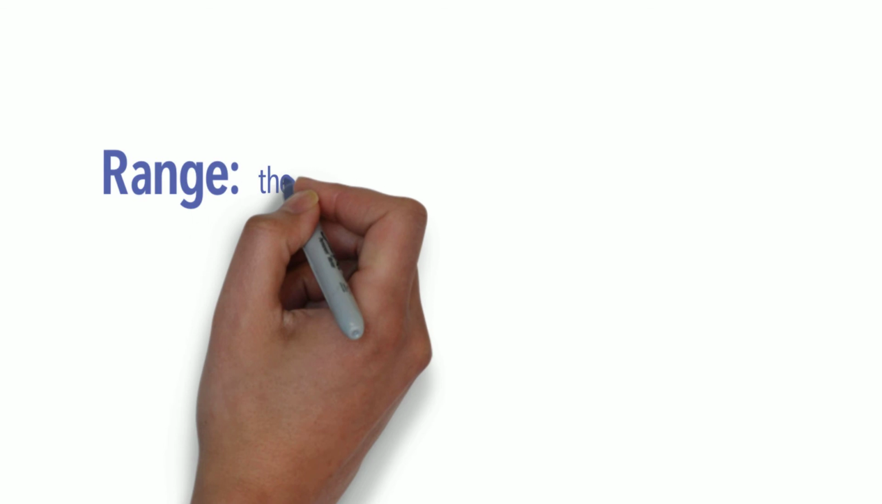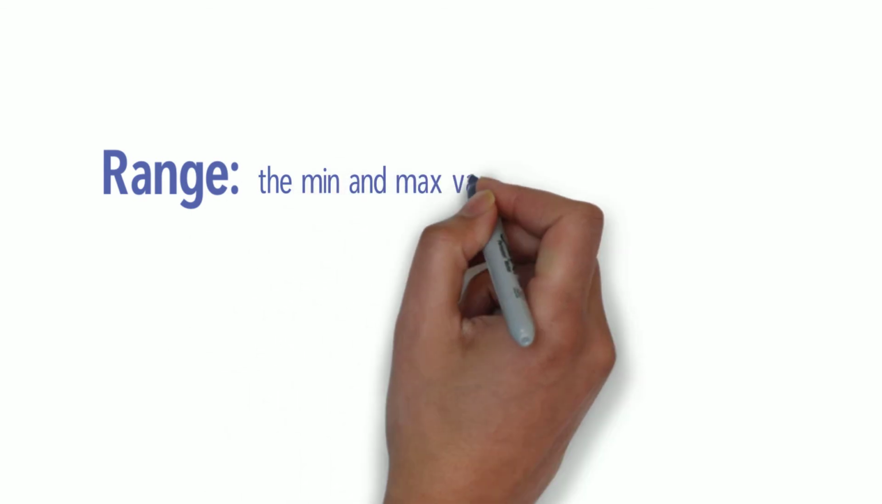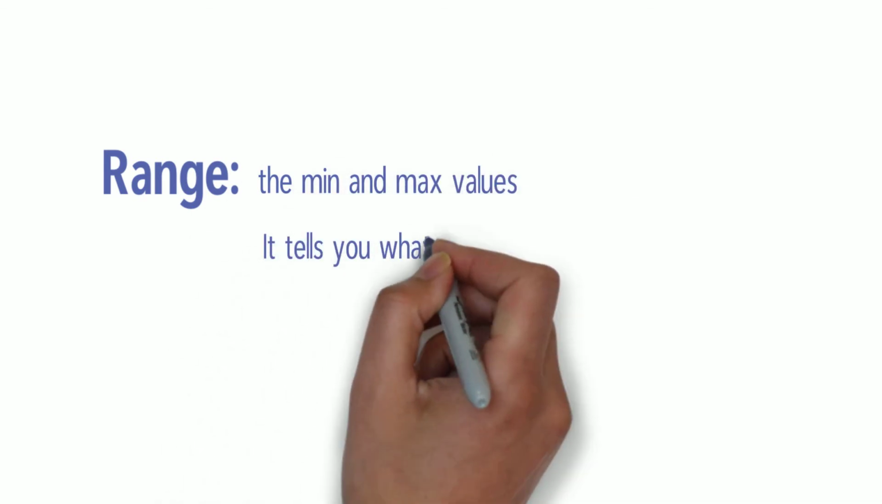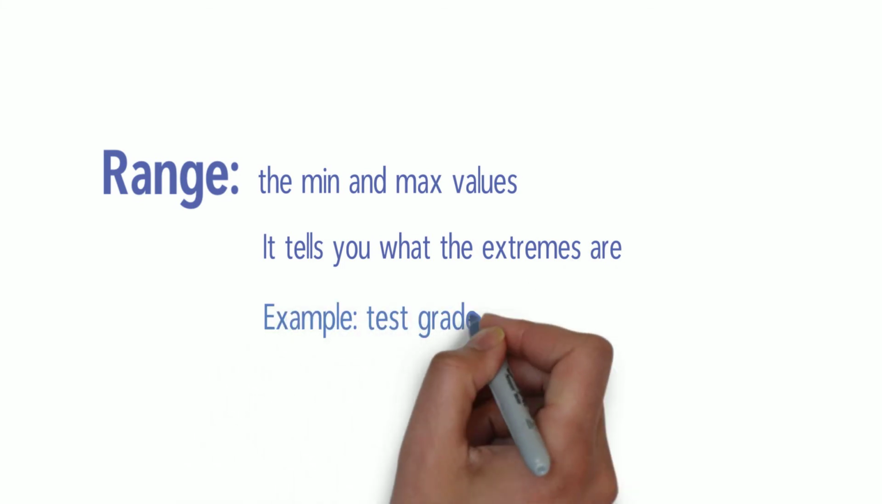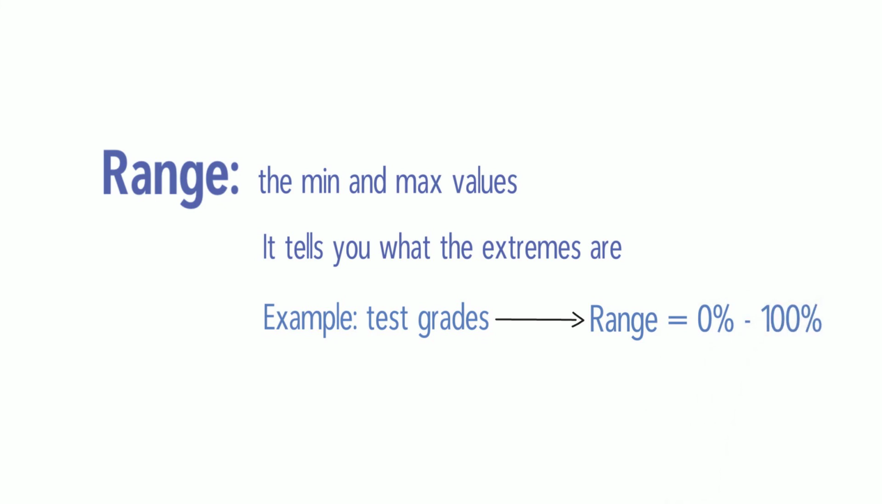Let's start with the simplest one, range. The range of a dataset just refers to the minimum and maximum values. It tells you what the extremes are. An example of range on test grades could be 0% to 100%.